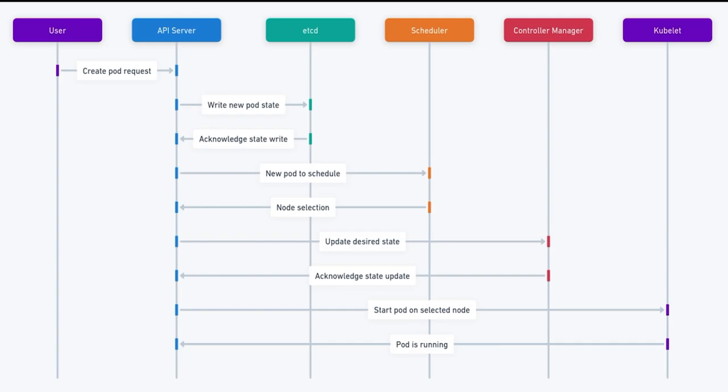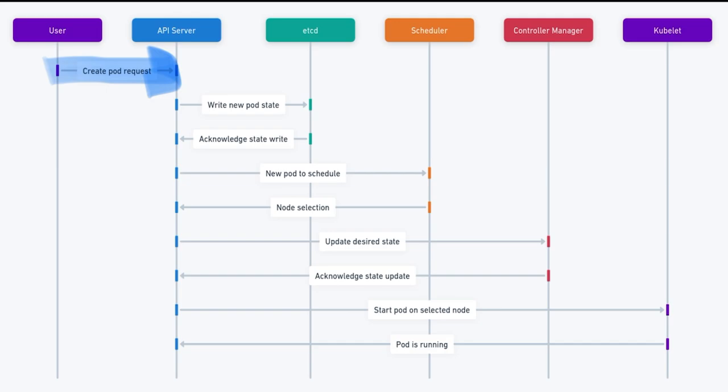1. User to API server. Create pod request. The user initiates the process by sending a request to the API server to create a new pod. This request typically comes through a command line tool like kubectl or another interface.